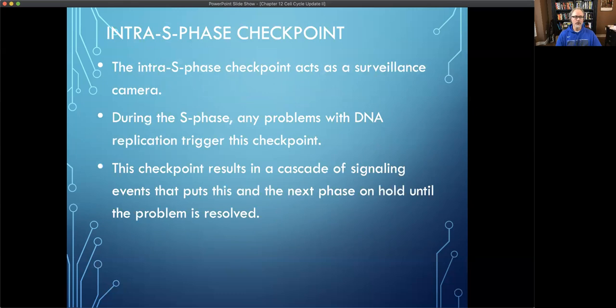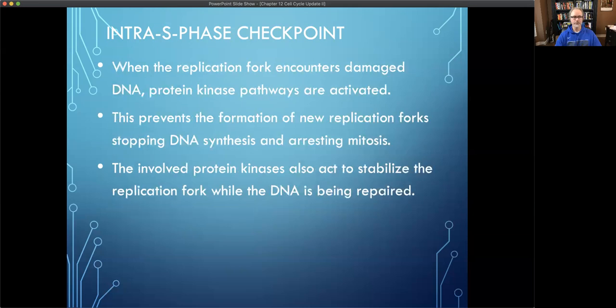All right. So now the intra-S phase checkpoint, this is a checkpoint that's kind of the surveillance camera during DNA synthesis. So it's going to make sure that the DNA is being replicated properly, and it has the ability to stop the process and fix the DNA if there is an issue. It'll prevent it from going into G2. And again, if you can't fix it, it'll kickstart apoptosis.